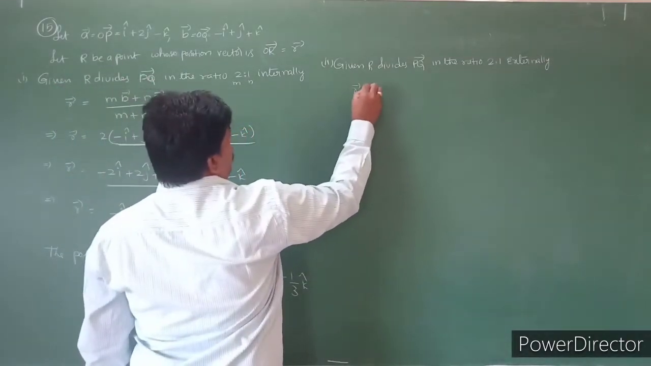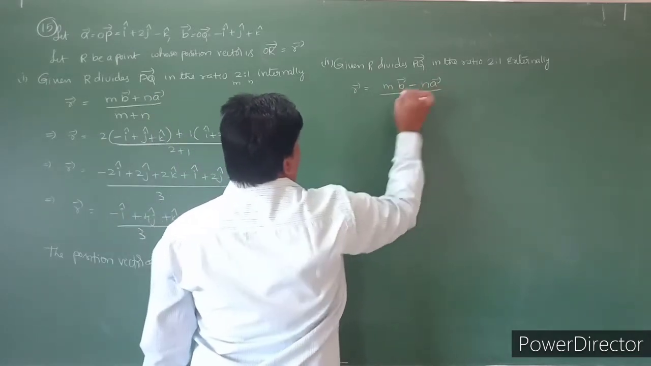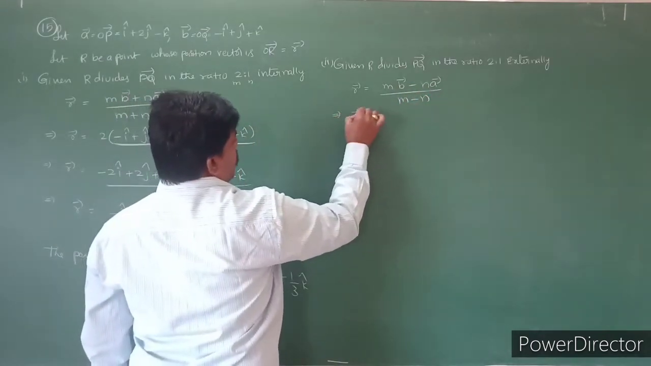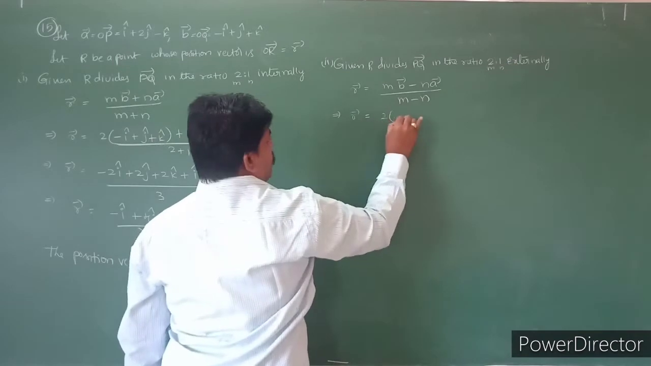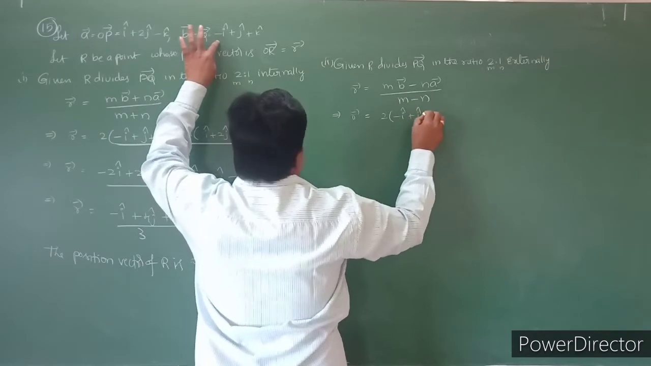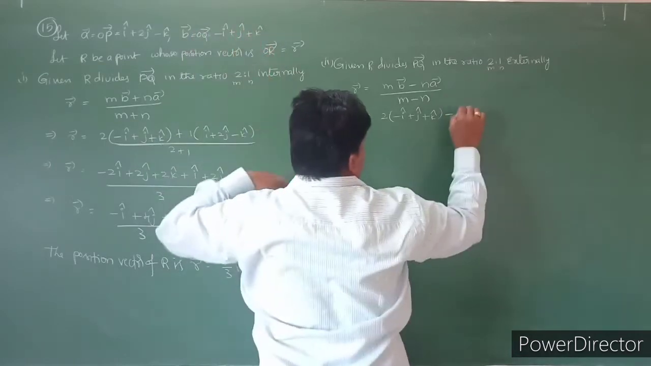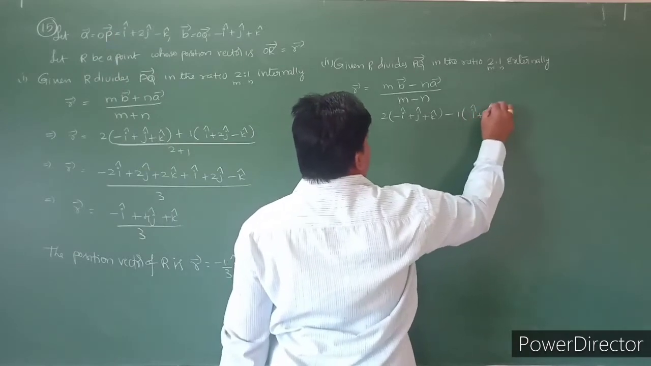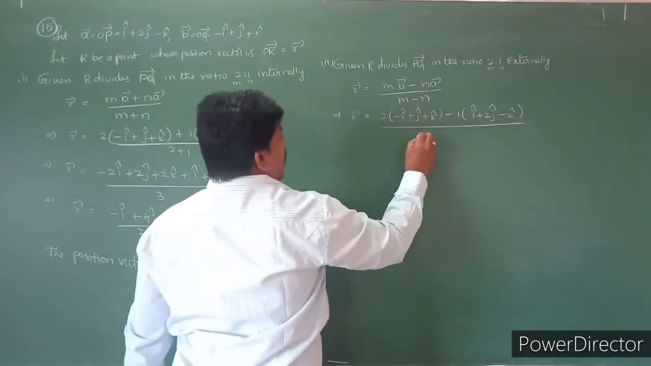Then R bar is equal to, what is the formula? mB bar minus nA bar by m minus n. So R bar is equal to, m is 2 and n is 1. So 2 into B bar, which is minus i plus j plus k, minus n value 1 into A bar vector, which is i plus 2j minus k cap, whole by 2 minus 1.